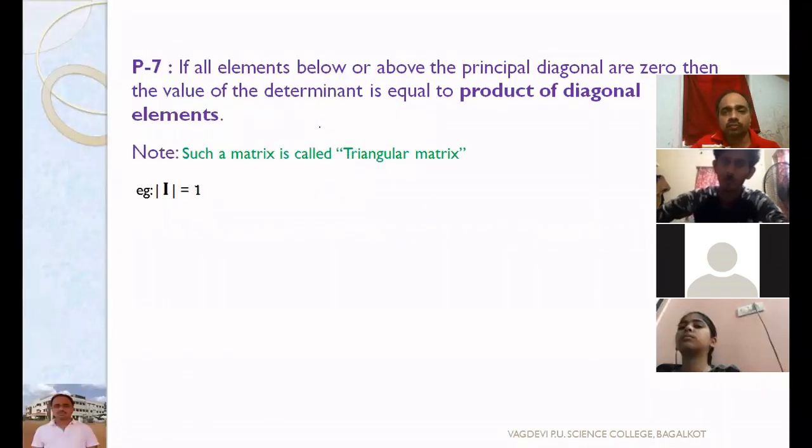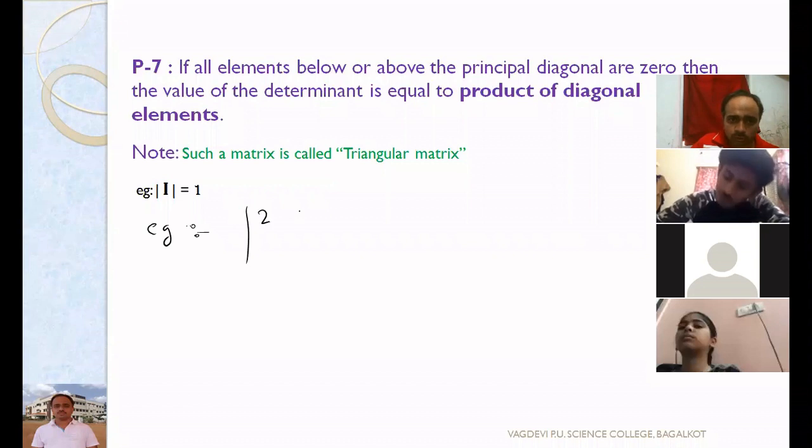Yes. From this actually we have to start today. If all the elements below or above the principal diagonal are 0, this is very important, particularly in CET. If all the elements below or above the principal diagonal are 0, then the value of the determinant is equal to the product of the diagonal elements. So diagonal means principal diagonal. Such a matrix is called a triangular matrix. I'll give one example also. Let me take another example.